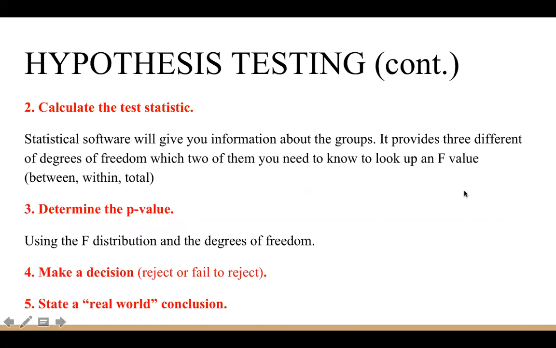And once you get your hypotheses, you're going to calculate your test statistic. We don't do this by hand. You guys have probably just used Minitab to do this. It'll give you the 3 different degrees of freedom, and 2 of them you're going to need to look up the F values. So remember, between and within, the numerator and denominator, you can look up your F value, and then you can determine your p-value using the F distribution.